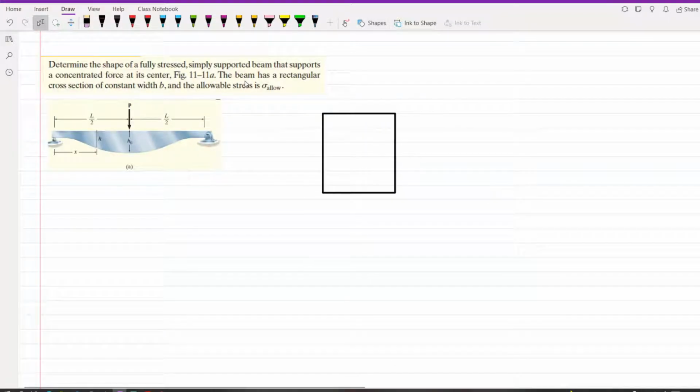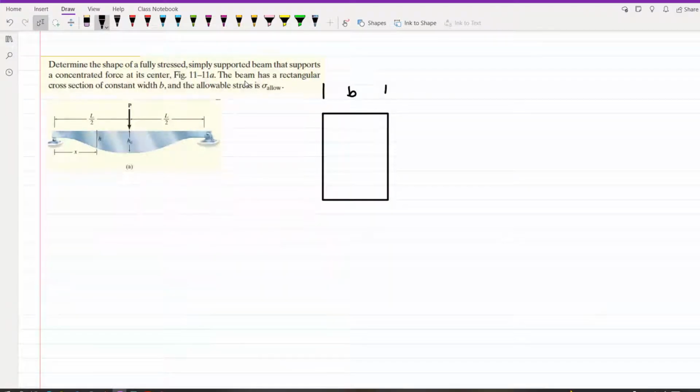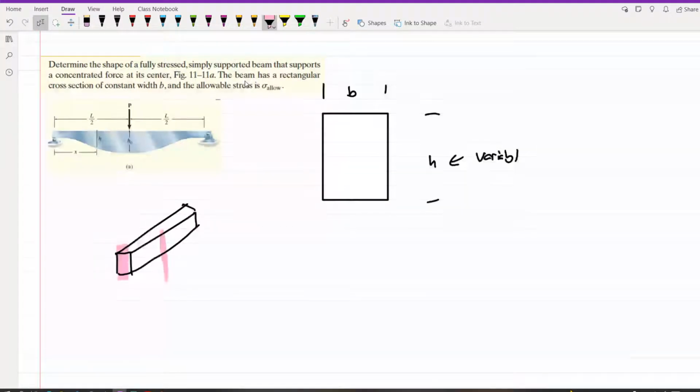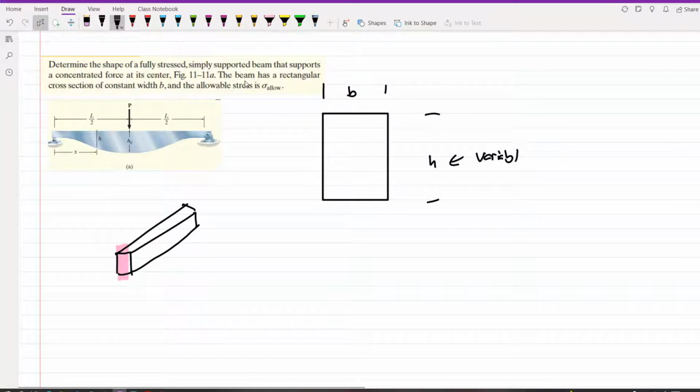So, imagine the cross-section is rectangular with a constant width B. Then, of course, the height is variable. So imagine this. If this is the view, say, this is the normal one that we know. But because this side is constant, that is the constant. But the height changes. So this is the height, and along x it will change. But the thickness is the same.